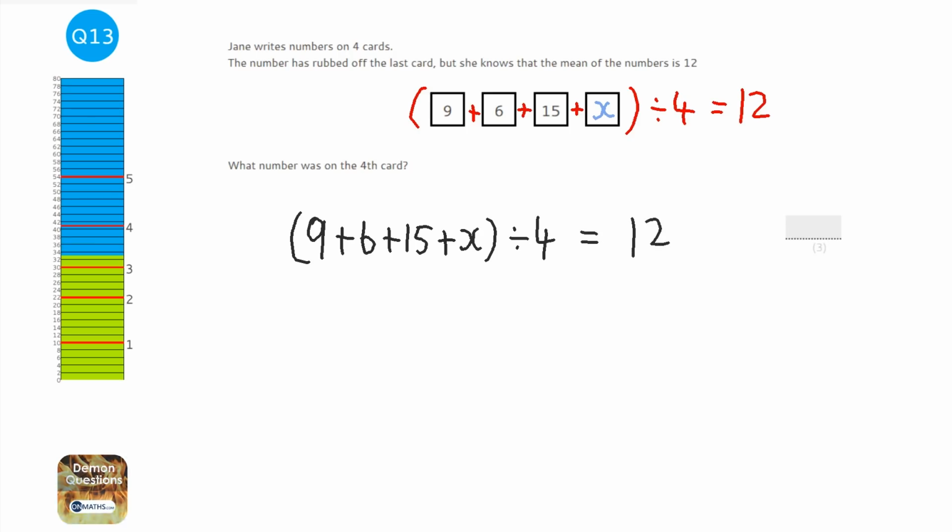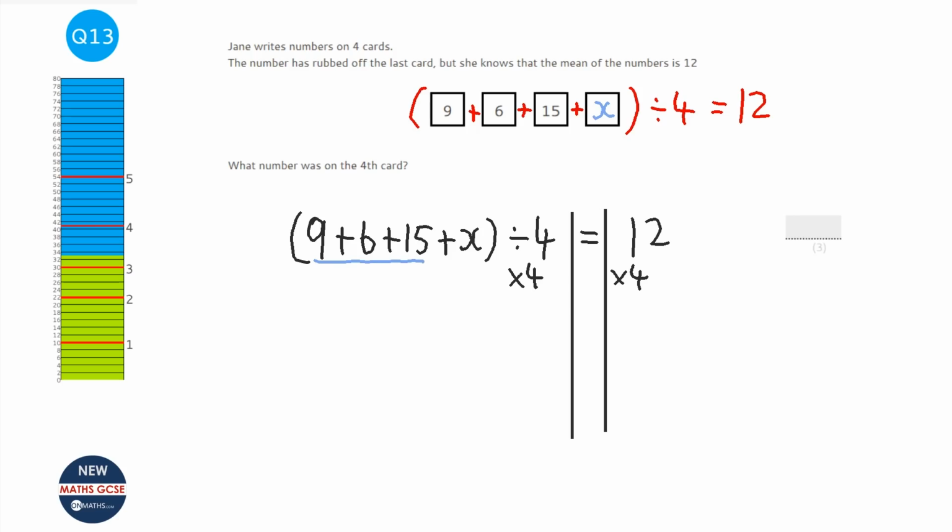Okay. Now, if I put my lines down and just try and solve it, the first thing to do is I'm going to times both sides by 4 to get rid of that divide by 4. And I'm going to add these numbers together because we know what the answer to this is. So 15 plus 6 is 21. 21 plus 9 is 30. So 30 plus x, and we've got rid of the divide by 4 because we've timesed it by 4, equals, and then 12 times 4, which is 48.